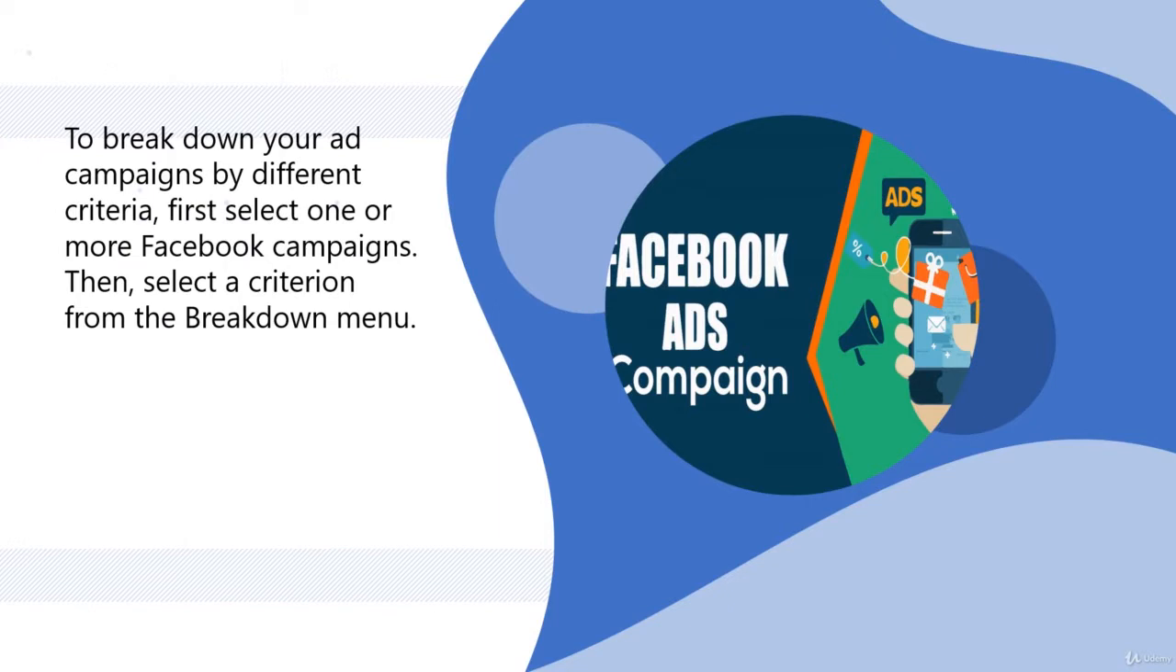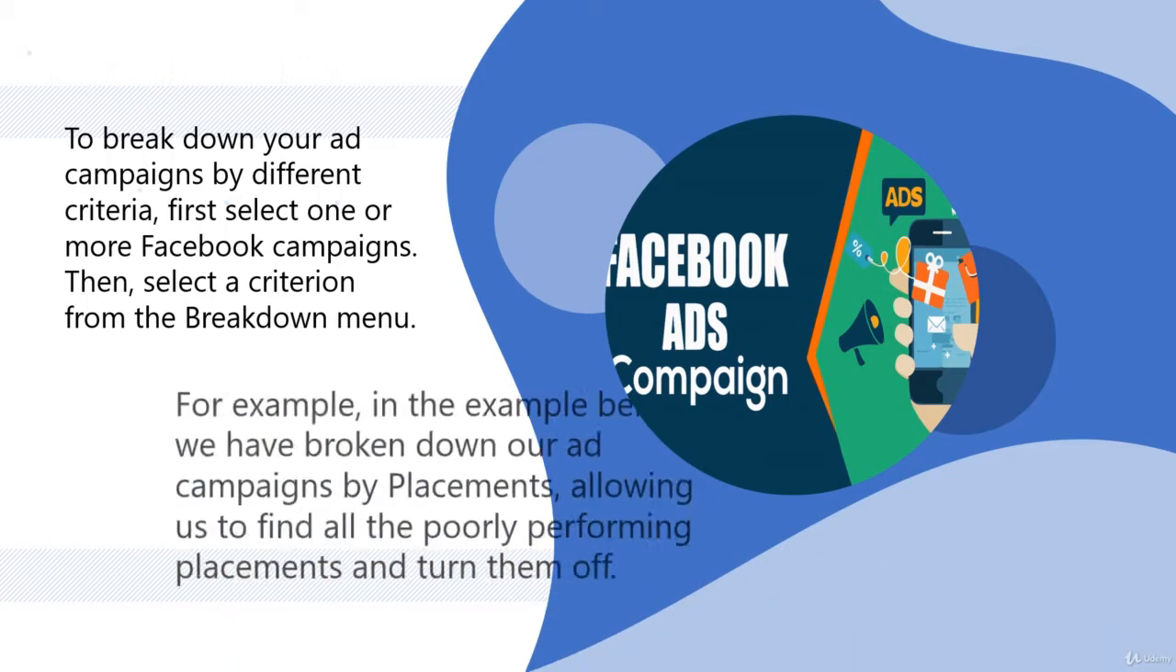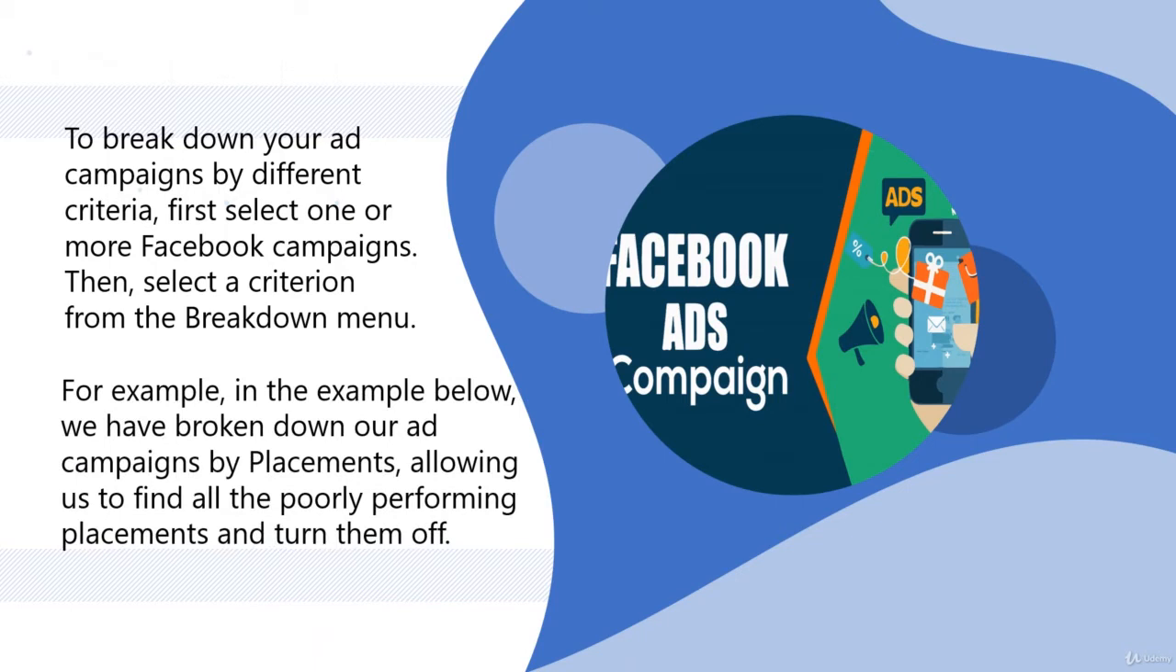To break down your ad campaigns by different criteria, first select one or more Facebook campaigns. Then, select a criterion from the breakdown menu. For example, in the example below, we have broken down our ad campaigns by placements, allowing us to find all the poorly performing placements and turn them off.